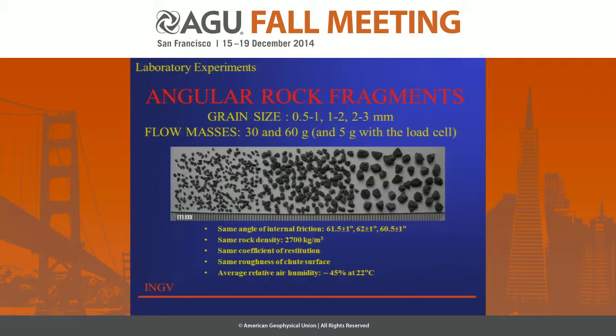So in the laboratory experiments, we use only angular rock fragments whose grain size changes, and also the flow masses change. All the other variables have constant values, such as the angle of internal friction, rock density, coefficient of restitution, roughness of the chute surface, and so on.